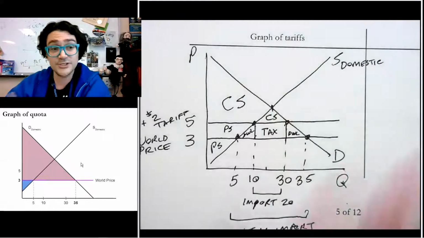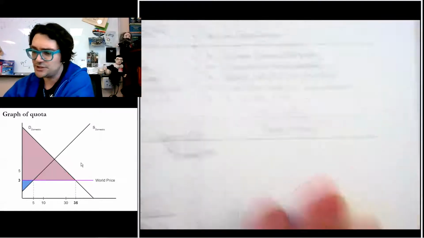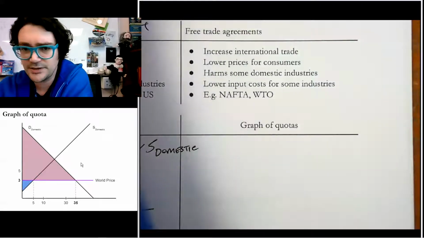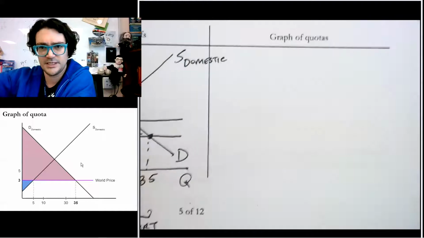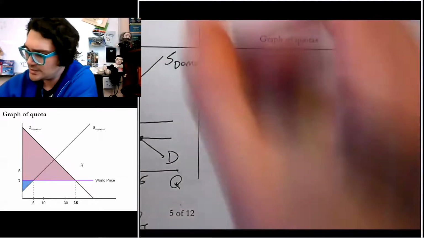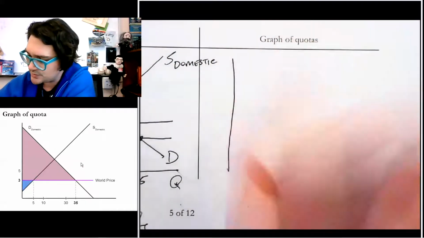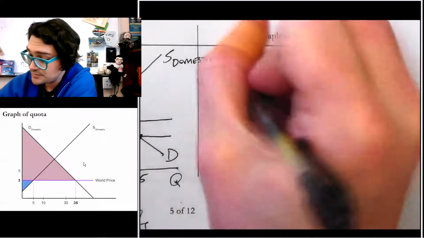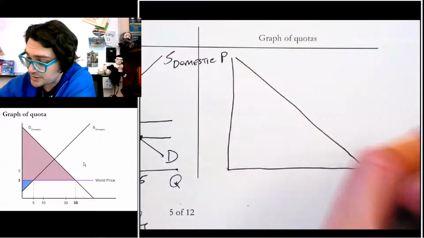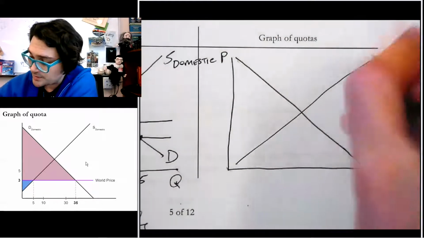A quota is going to actually look pretty similar. So we'll shift this over just a little bit here. Sorry, I'm trying to do it close so that you can zoom in and see what I'm doing here. So we're going to do a very similar picture. In fact, I'm going to use similar numbers so that you can compare what goes on.